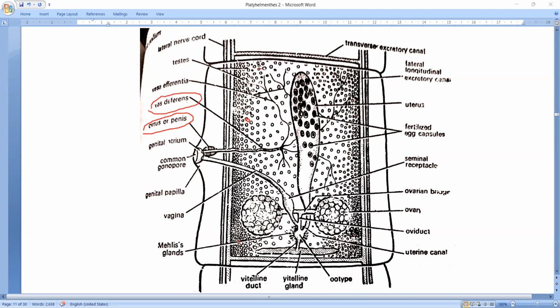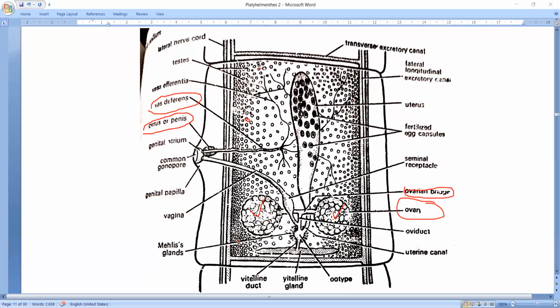And in the female reproductive system, the ovary is present, which is bilobed. So this is one lobe, this is another lobe of the ovary. Both the lobes are connected by a structure called isthmus. It is not clear here, but a transverse connective called isthmus combines these two lobes.